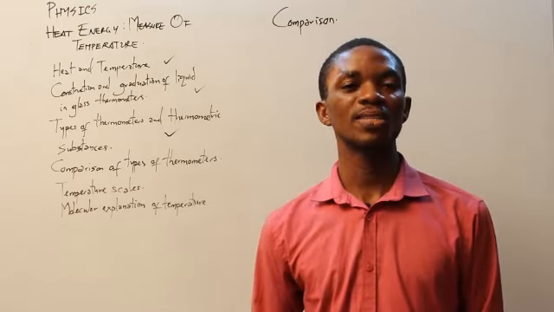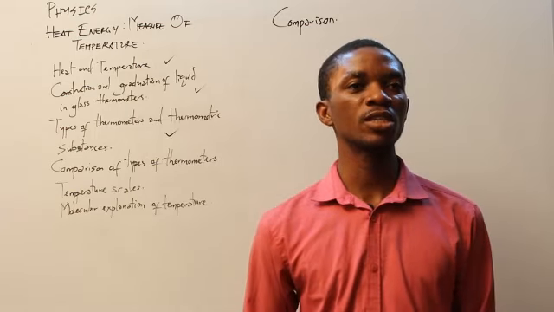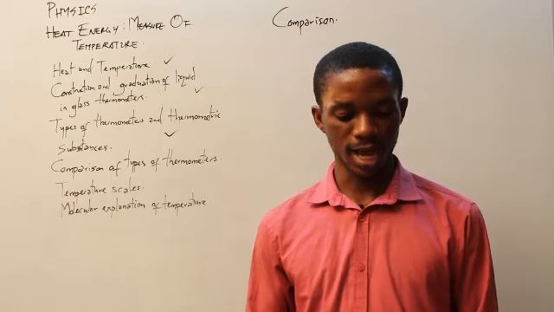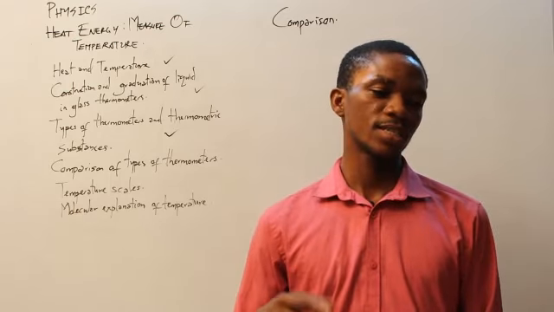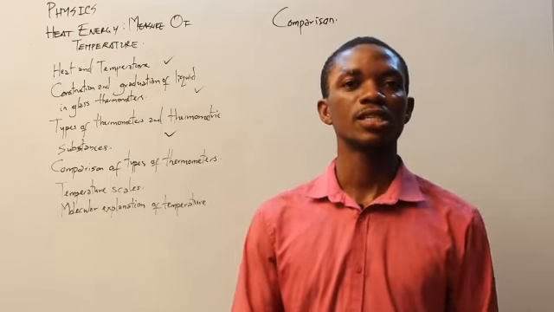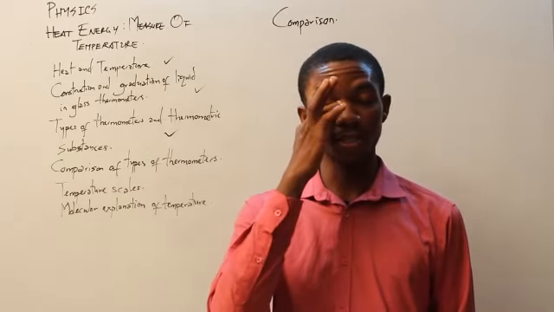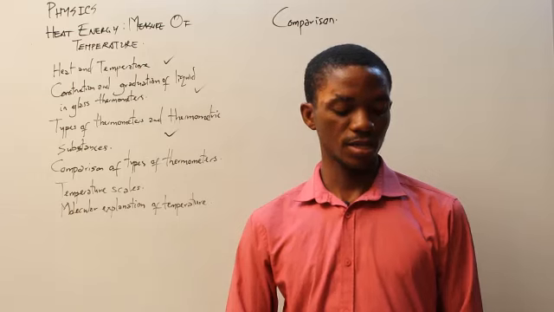The mercury in glass thermometer can measure temperature ranges between minus 39 degrees Celsius and as high as 356 degrees Celsius.